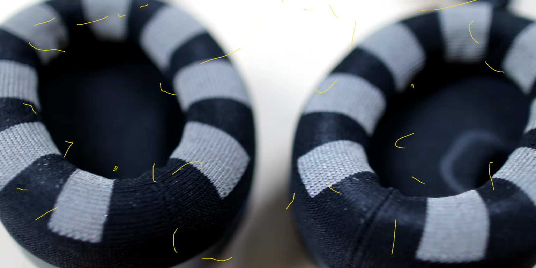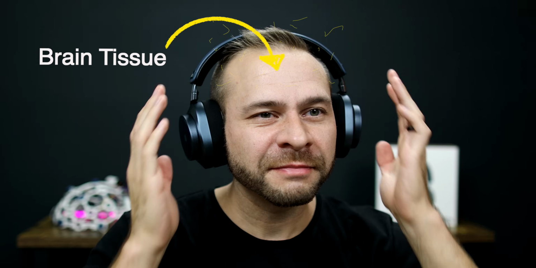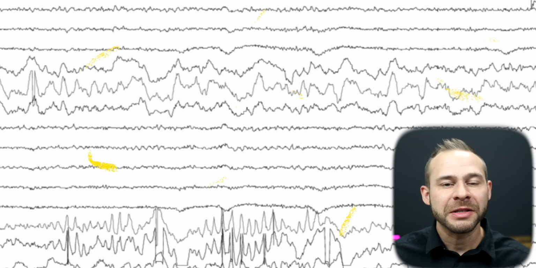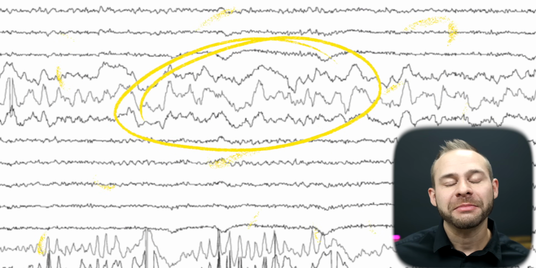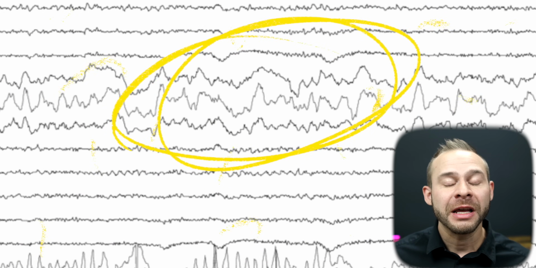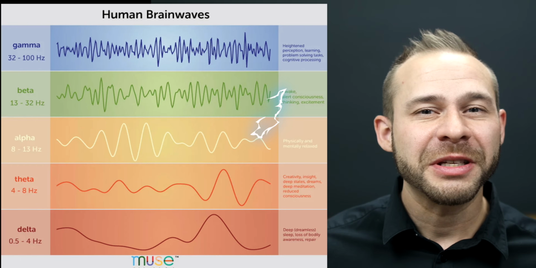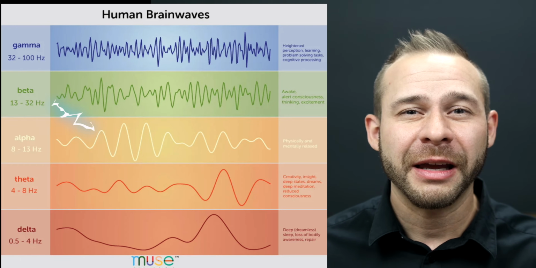I won't dive too much into the scientific details of these headphones. There's a lot of published papers that I'll link below, but they do use electroencephalography, or EEG for short. Basically, the soft sensors are detecting tiny microvoltage changes on your skin that are ultimately coming from your brain tissue. Traditionally, we've taken these complex EEG readings and used mathematics to break them down into different frequency bands that might look familiar to you. There's delta, theta, alpha, beta, and gamma.